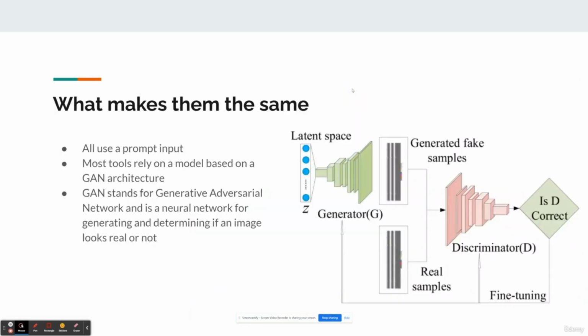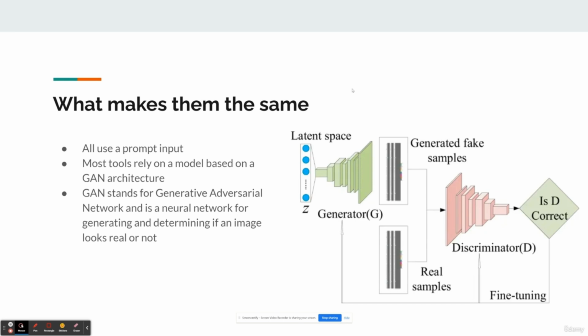So what makes them all the same? All of them use a prompt input. Prompting with English, or your language, is the default mode of interacting with these models. Most tools rely on a model based on the GAN architecture, and GAN here stands for Generative Adversarial Network, a neural network for generating and determining if an image looks real or not.